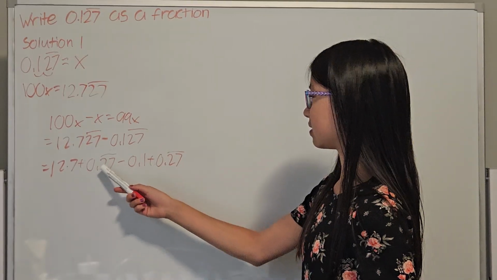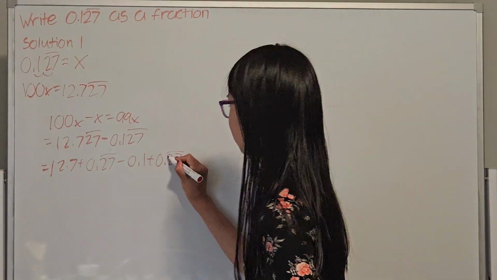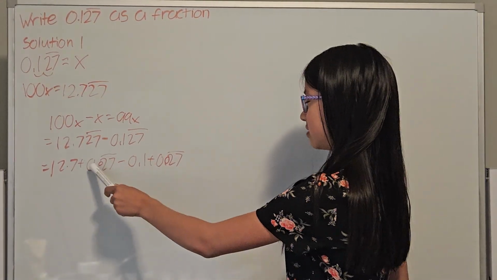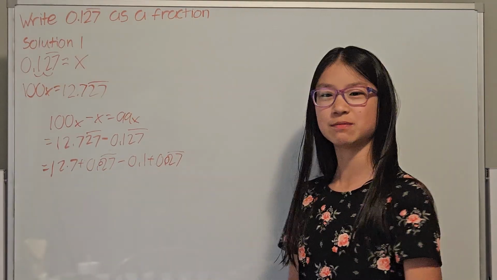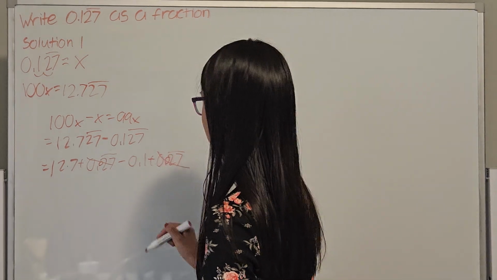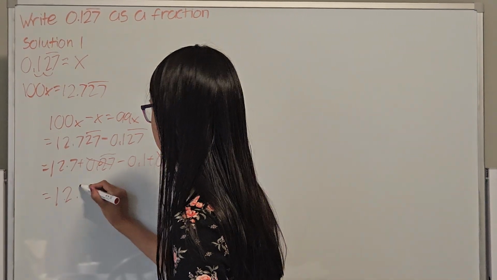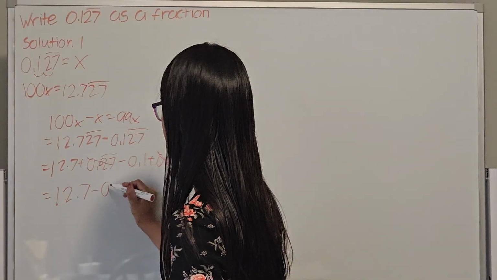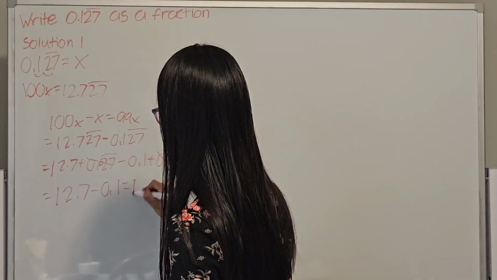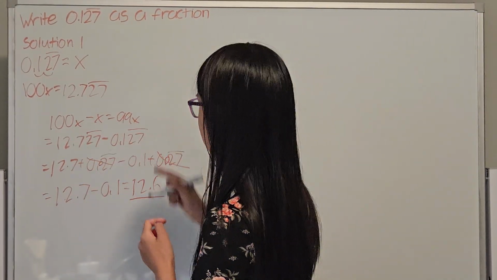So it should be 0.027 continue. Since there are two of the same things, we can cancel them out. So if we cancel them, then at the end, this will equal 12.7 minus 0.1, which equals 12.6. So this equals 99x.